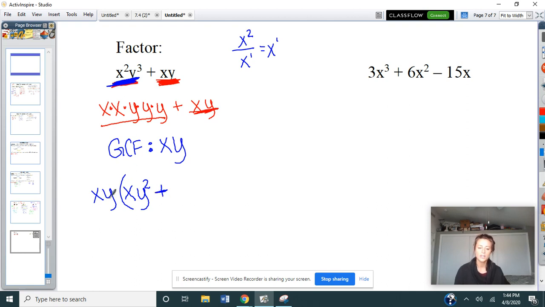And now we're going to factor out xy from xy. Well, what's xy divided by xy? Some of you might say 0, but it's not 0. What's 4 divided by 4? 1. What's 5 divided by 5? 1. What's 6 divided by 6? 1. What's xy divided by xy? 1. So it just turns into 1 here.